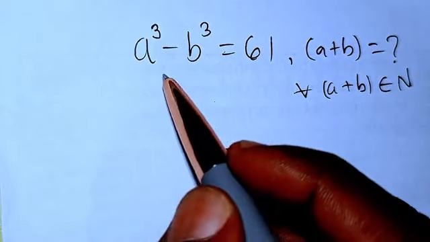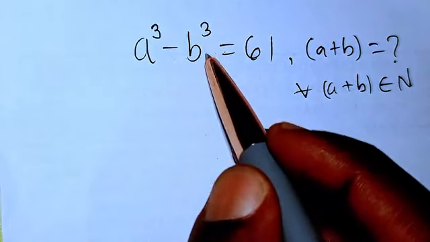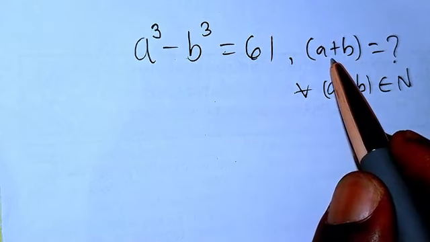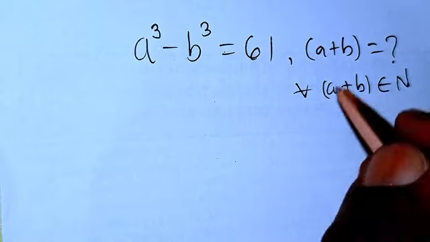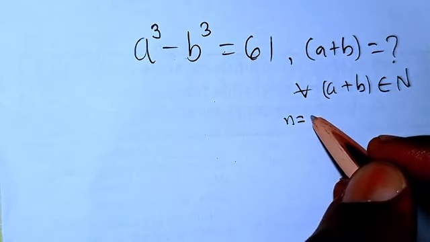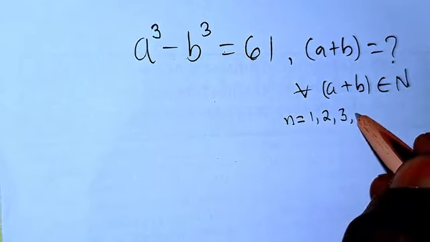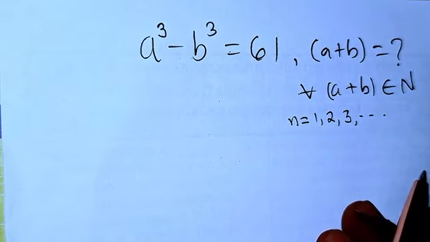In today's tutorial, we are going to be solving this Olympiad problem. The question says a to the power 3 minus b to the power 3 equals 61. So what is a plus b, such that a and b belong to the natural numbers, that is, the counting numbers 1, 2, 3, and so on?